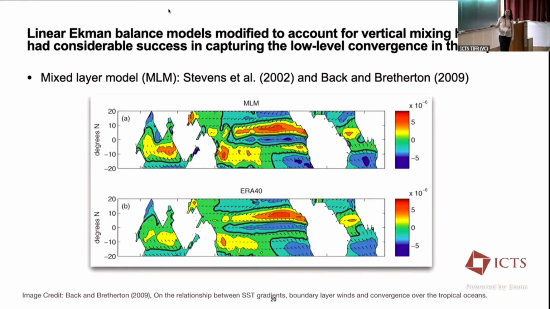So you have the low-level convergence given by this model, and the low-level convergence from reanalysis. And you see that, sure, the model exaggerates the values in some parts of the ocean basin, but on average, it captures the patterns fairly well. You can already see that there are some contradicting models coming up, right? There are some models which say that advection is important, and some which do a fairly good job of capturing the winds without advection.